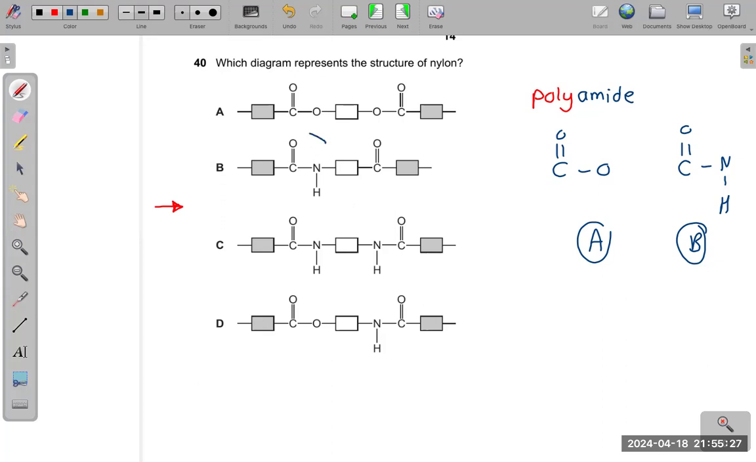I can see it here, Mister. And I can see it here. And I can see it here. But it's not A. So for sure it's not A, because A is the ester. This is COO, and this is ester.